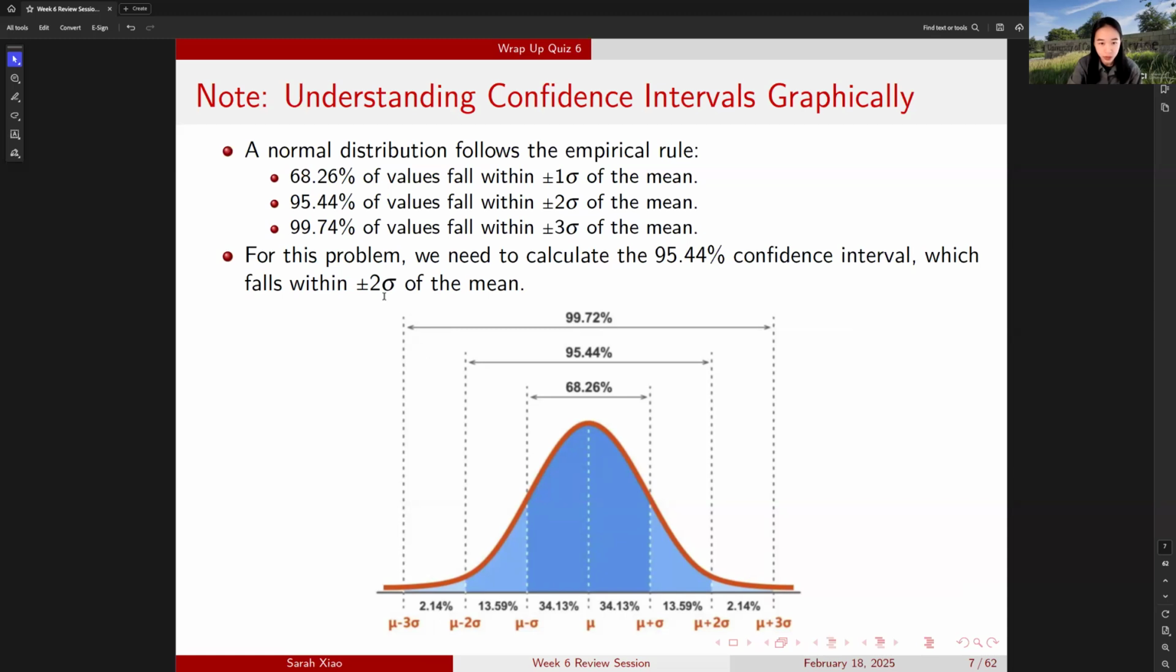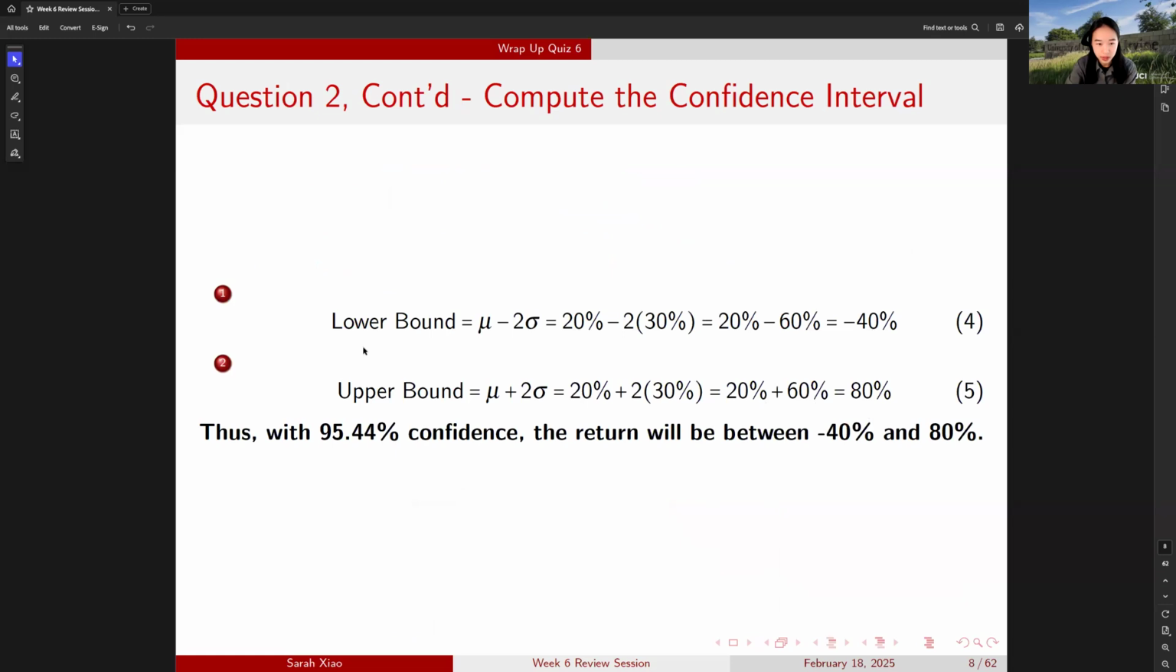So for this question, we need to calculate the 95.44% confidence interval, which falls within two standard deviations of the mean. So we just calculate the lower bound and upper bound separately and use the mean minus and plus two standard deviations, and we get the confidence interval between negative 40% and 80%.